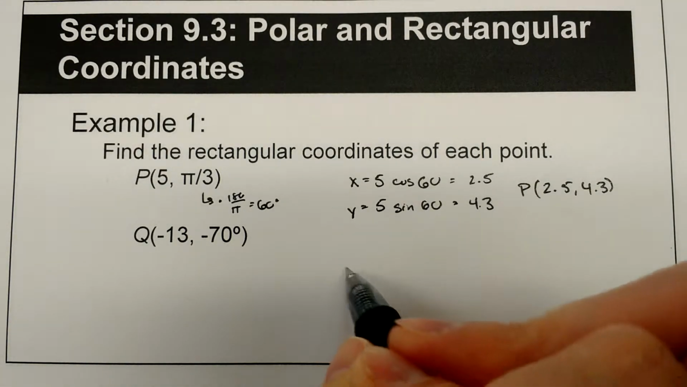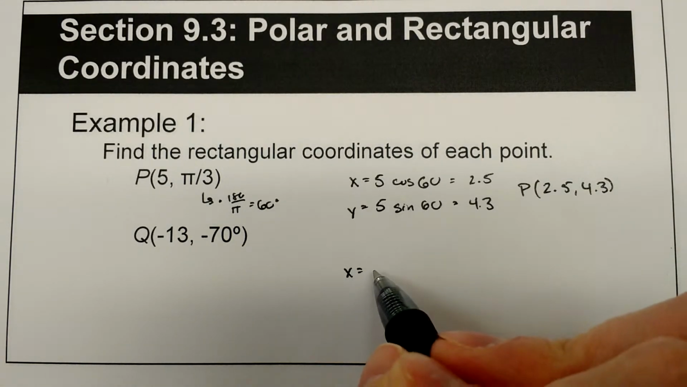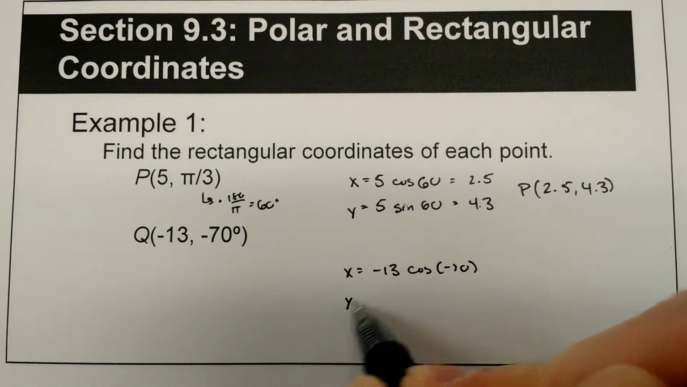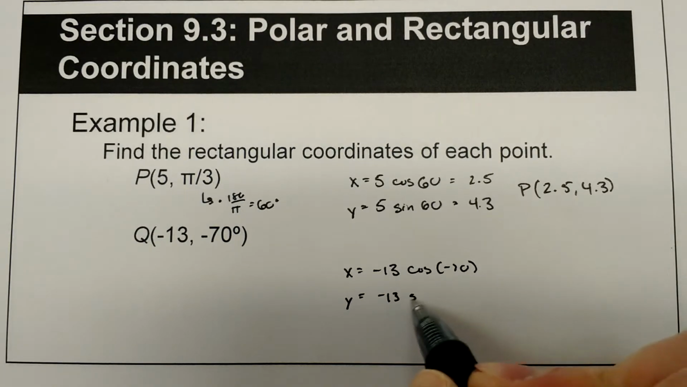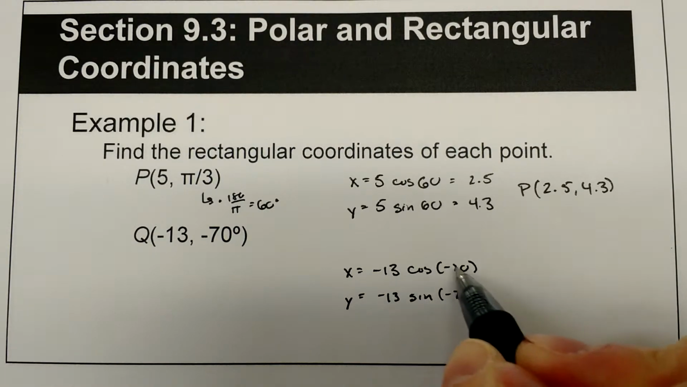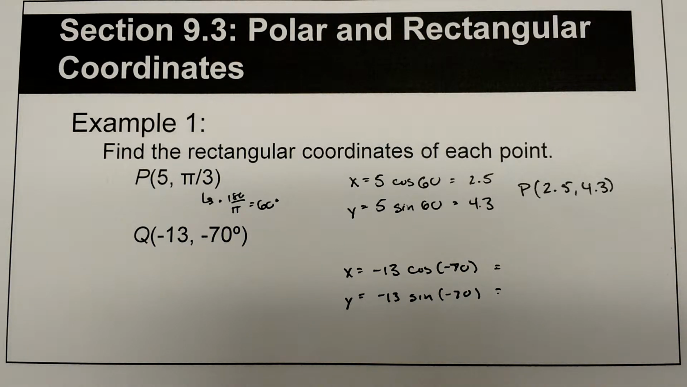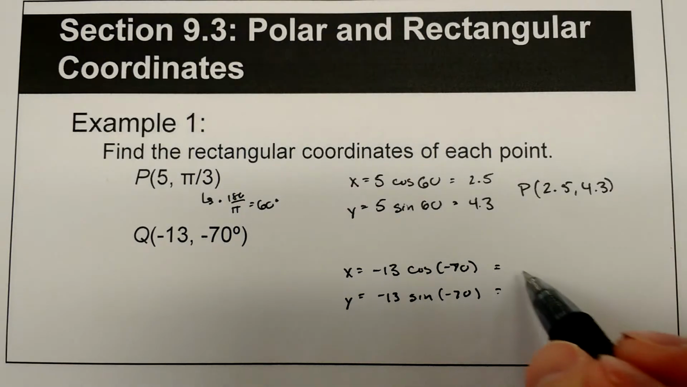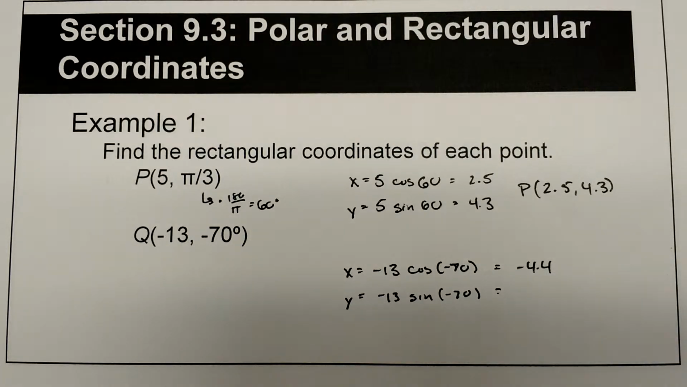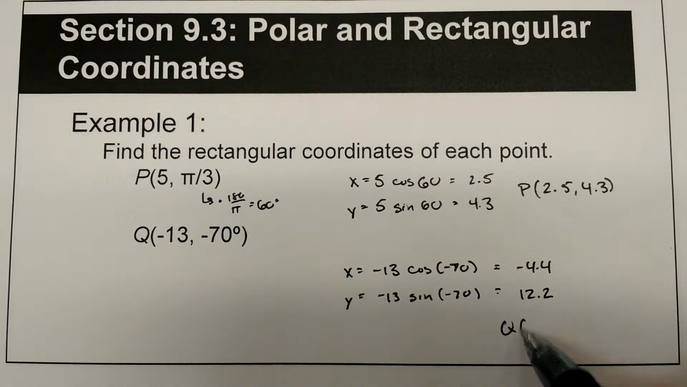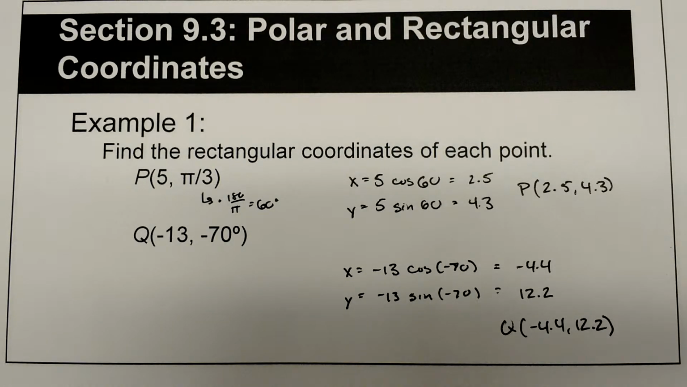Do the same thing for Q. X is negative 13 cosine negative 70. Y equals negative 13 sine negative 70. So negative 13 cosine negative 70 gives you negative 4.4. Negative 13 sine negative 70 gives you 12.2. So point Q lies at negative 4.4 comma 12.2.